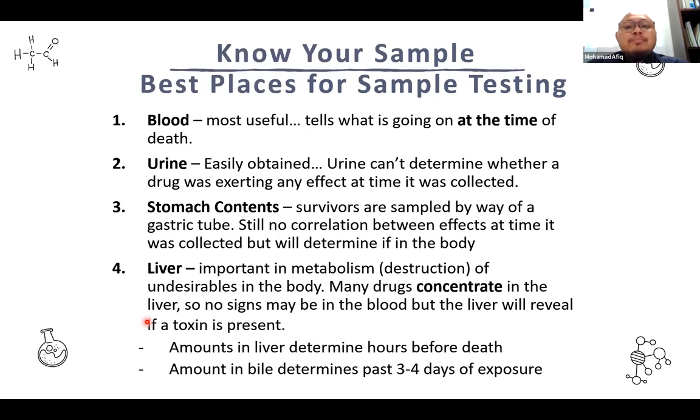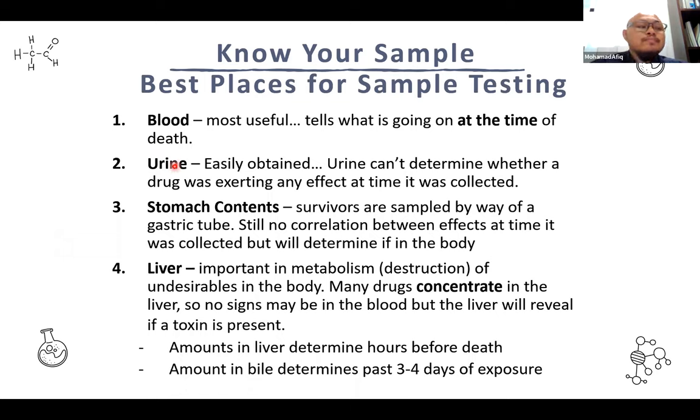So the best places for sample testing include the blood. Every time, if it's related to poison or toxicology analysis, they will take blood, unless blood is not available. For example, when the dead body is found after a few days, the blood has clotted already, so there is nothing that you can collect. Or maybe it comes from infant babies, where the amount of blood is not that much. So they need to take something else, for example liver tissue as well.